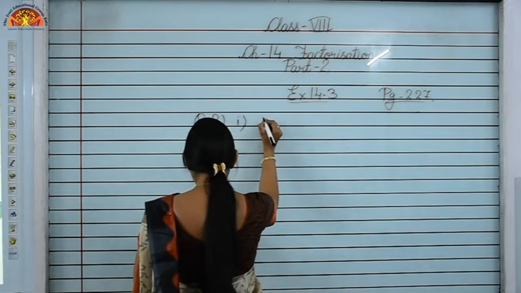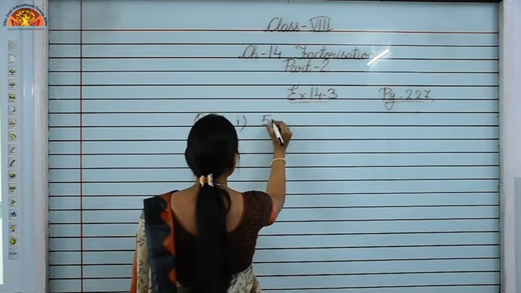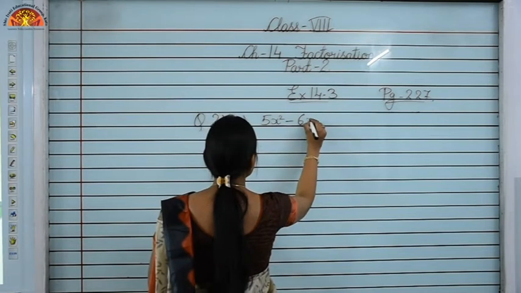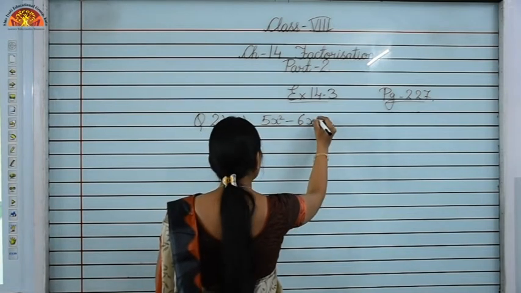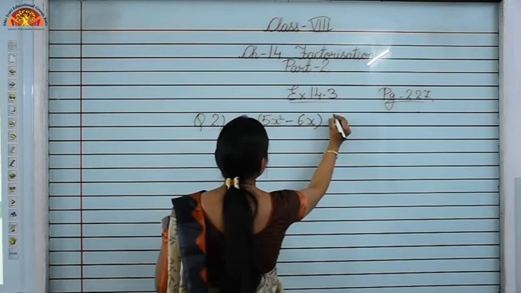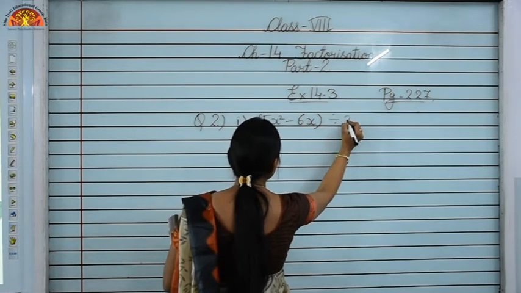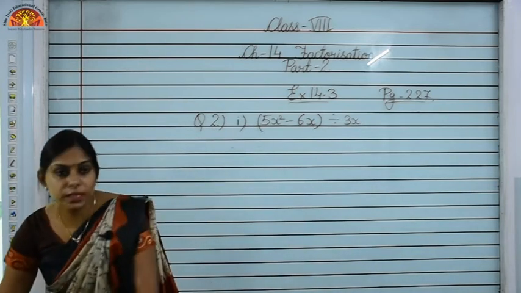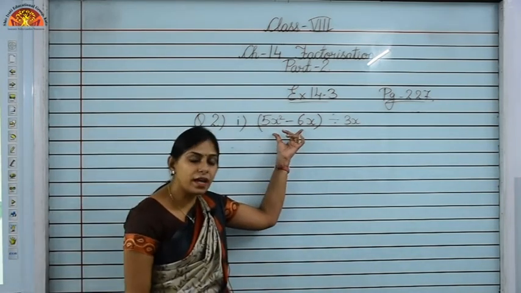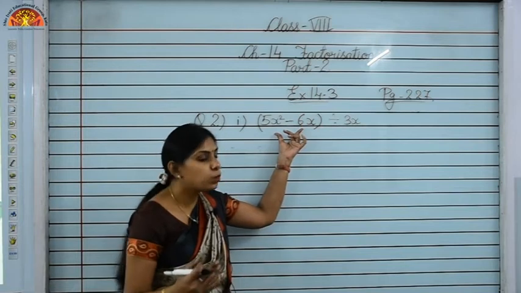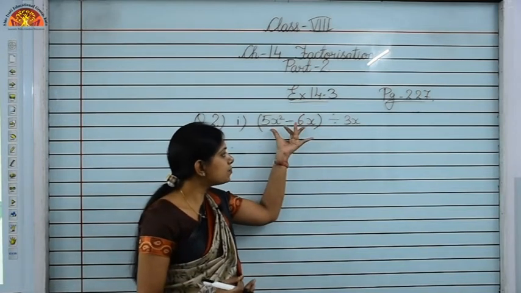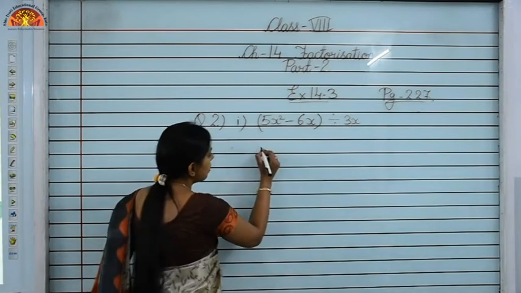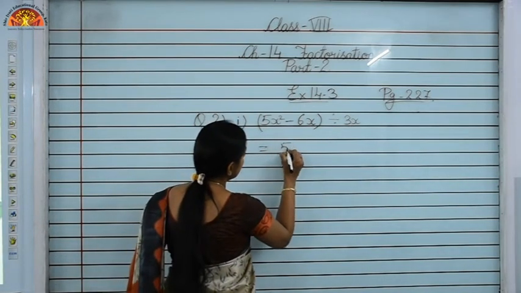That is, first 5x square minus 6x whole divided by 3x. Now you can see that in the numerator it is a polynomial. Why? Because there is more than one term, and you are dividing this polynomial with a monomial which is only a single term.